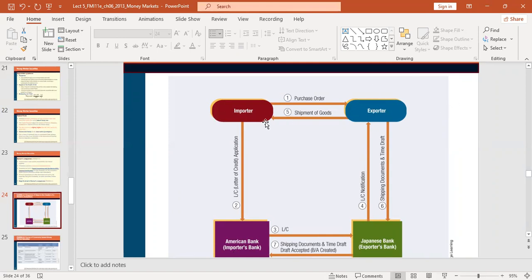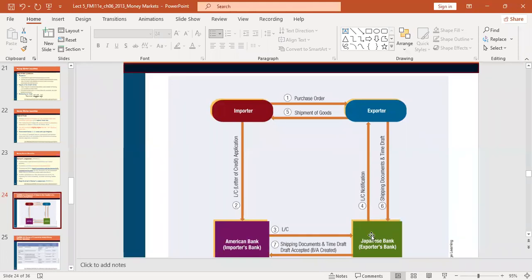So starting from step one, the importer will raise a purchase order. He will order from the exporter, I want these goods from your country. So step two, the importer will now contact his American bank, the importer's bank, to request for letter of credit. So once this letter of credit is applied for, then the importer's bank will now pass this letter to the exporter's bank. So this exporter's bank has received the letter from this bank, so he's more confident.